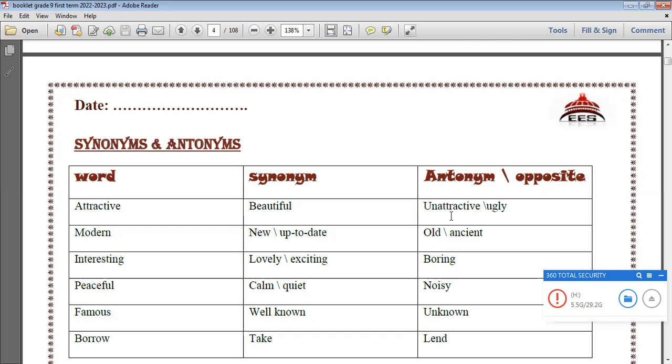Then we have the word interesting. What does interesting mean? It means lovely and exciting. And what is the antonym of interesting? It's boring. Peaceful, the synonym of it means calm and quiet, and the opposite, the antonym, is noisy. We have the adjective famous. What does famous mean, or what is the synonym of famous? We can erase famous and put well known. And what is the antonym of famous? Unknown. We have here the word borrow means take, and the opposite is lend.